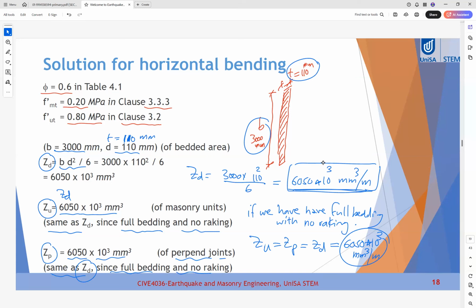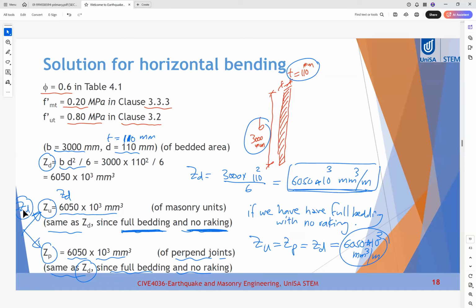Okay, so we will take Z for the units and for the bedded area the same, because we have full bedding and no racking. So do you understand what this means? What does it mean that we take ZB and ZU equal to ZD? Do you have any reason for that? No, sir.